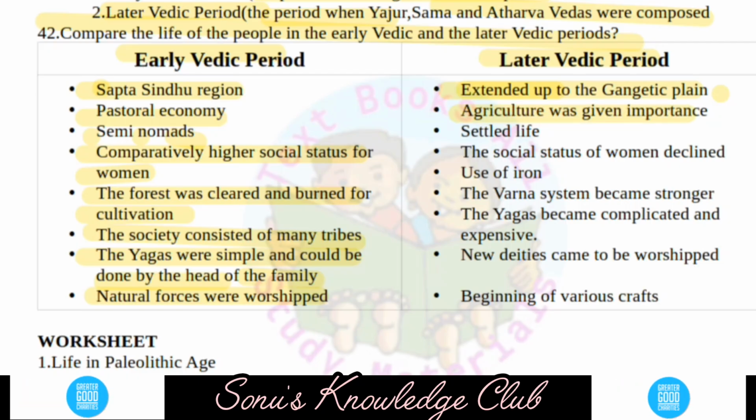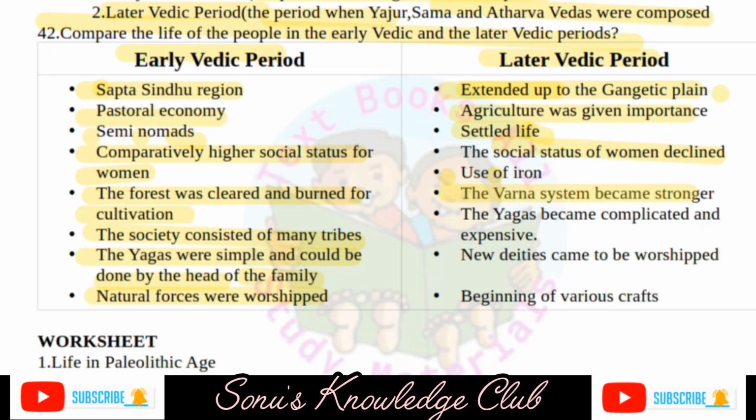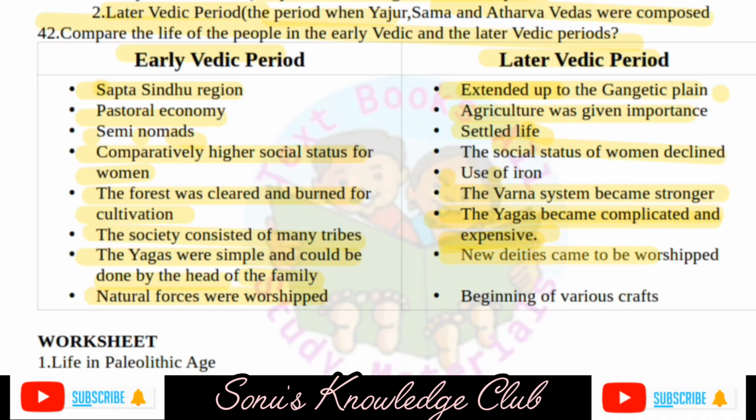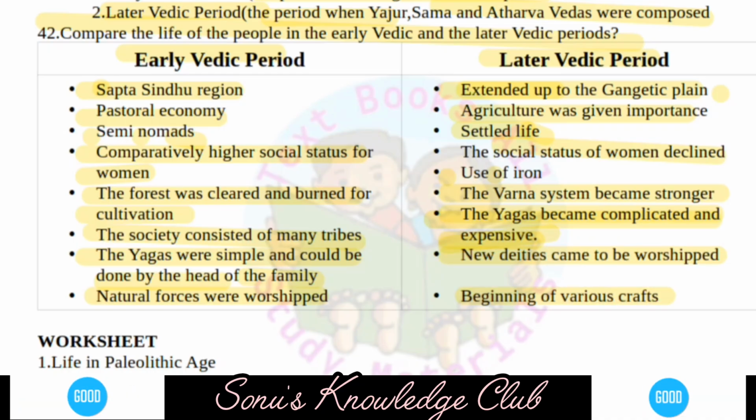Later Vedic period extended up to the Gangetic plain. Agriculture was given importance. Settled life. The social status of women declined. Use of iron. The Varna system becomes stronger. The yagas become complicated and expensive. New deities came to be worshipped. Beginning of various crafts.